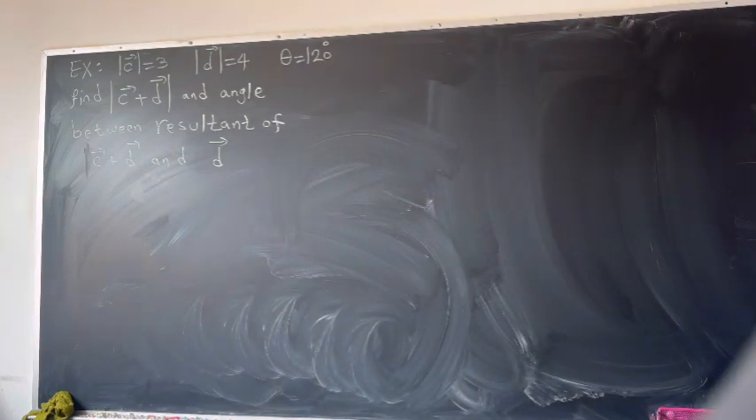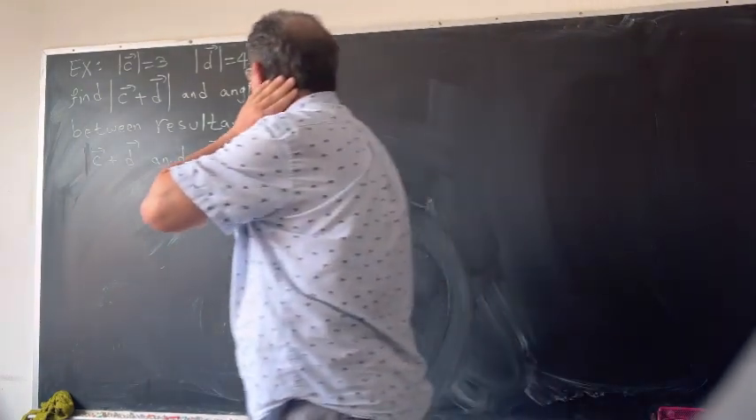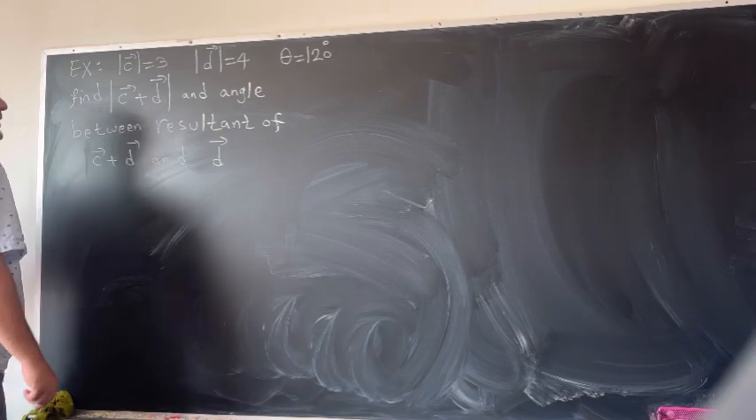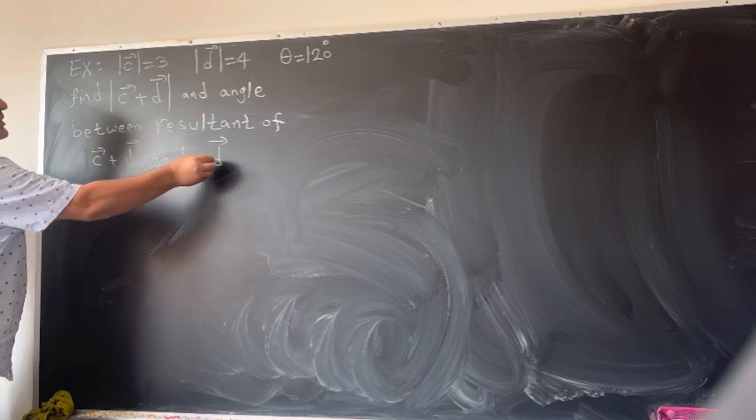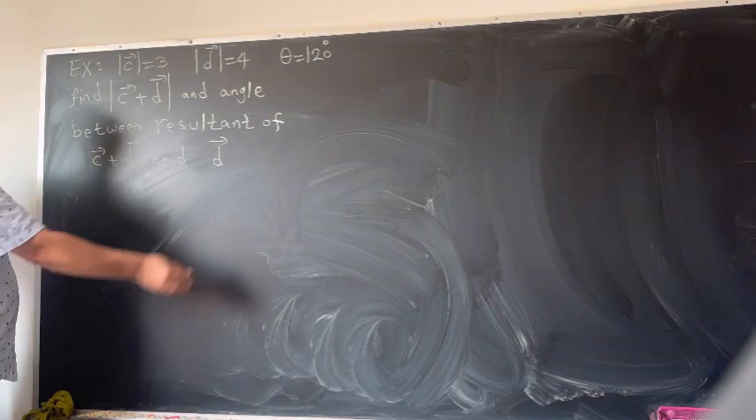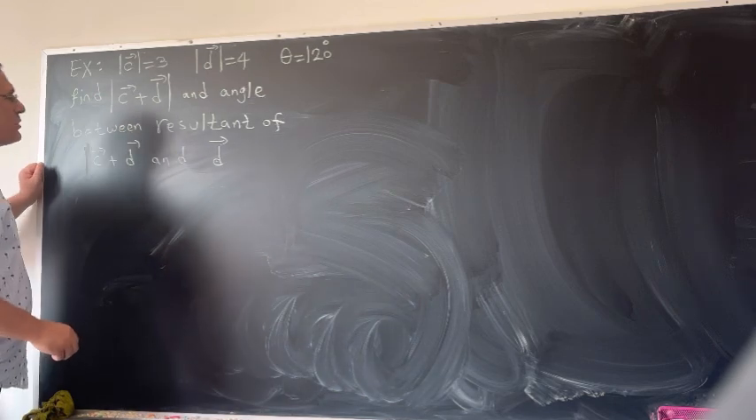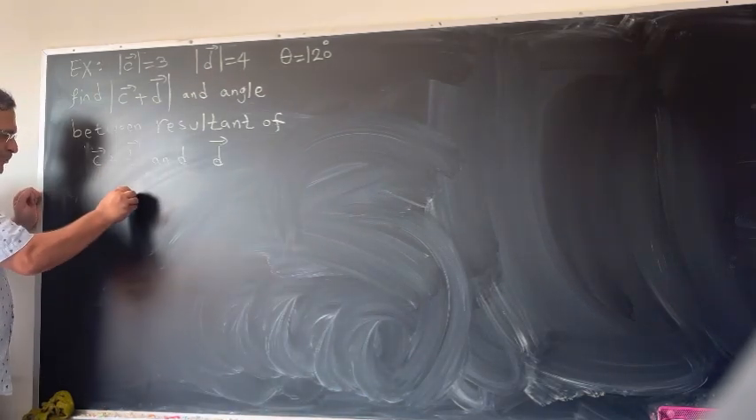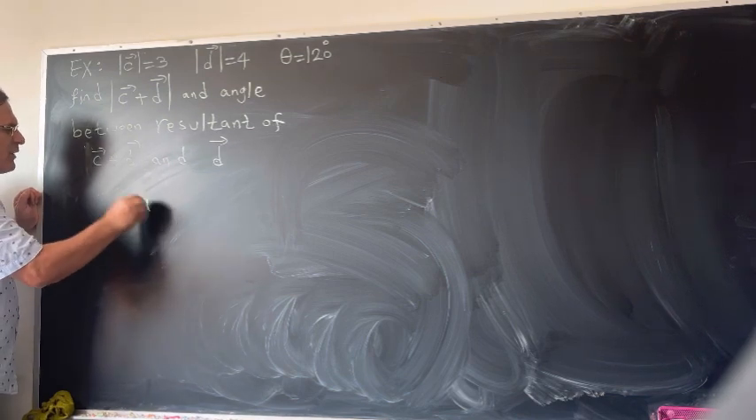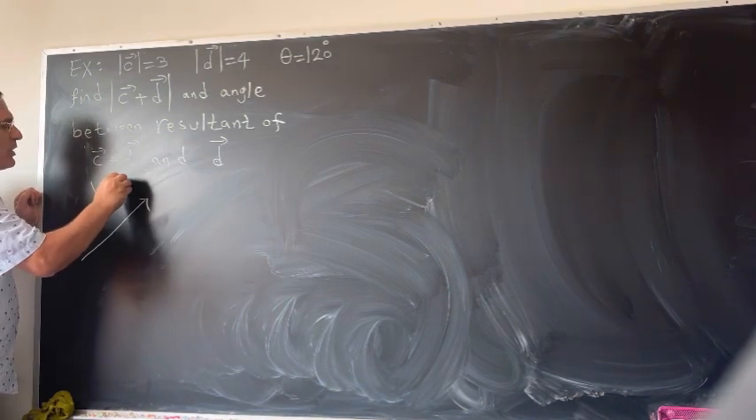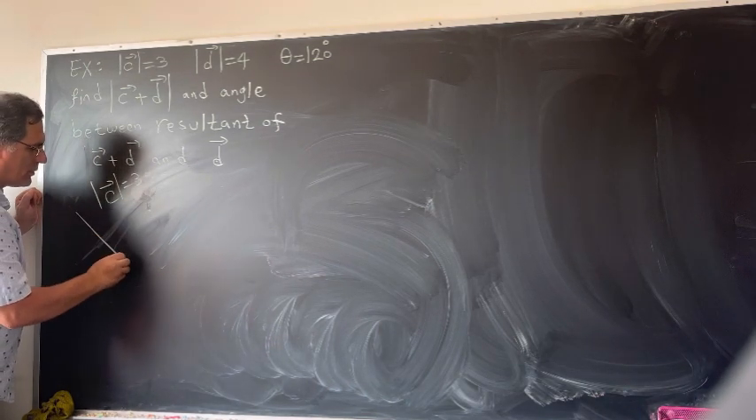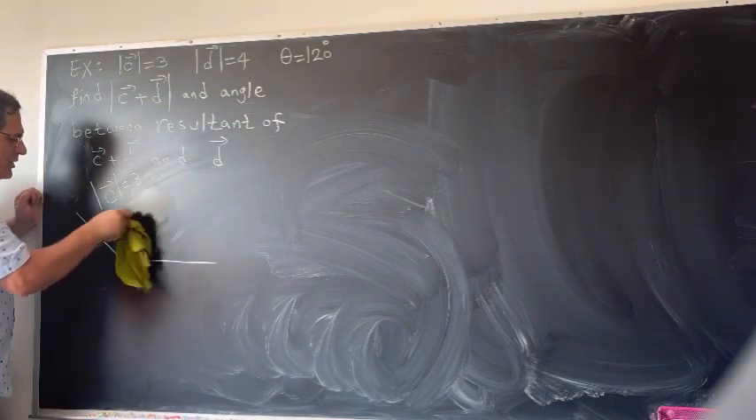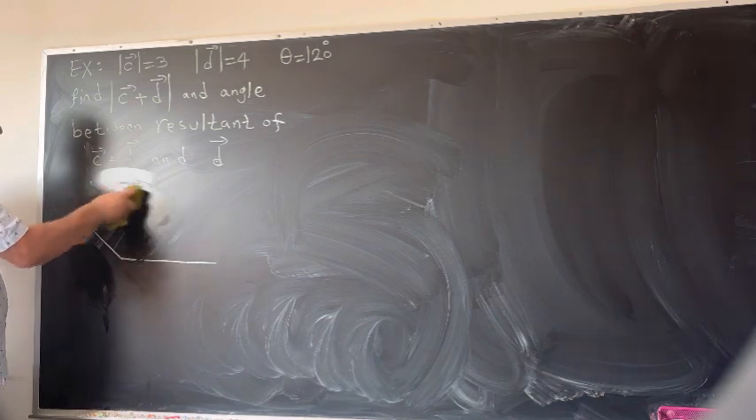I already gave you two vectors, vector C and D. Magnitude of vector C is 3 units, magnitude of vector D is 4 units. You want to find the addition of the two vectors and the angle between vector D and the addition of the two vectors. First, you draw the picture. This is vector C. Magnitude of vector C is 3 units.